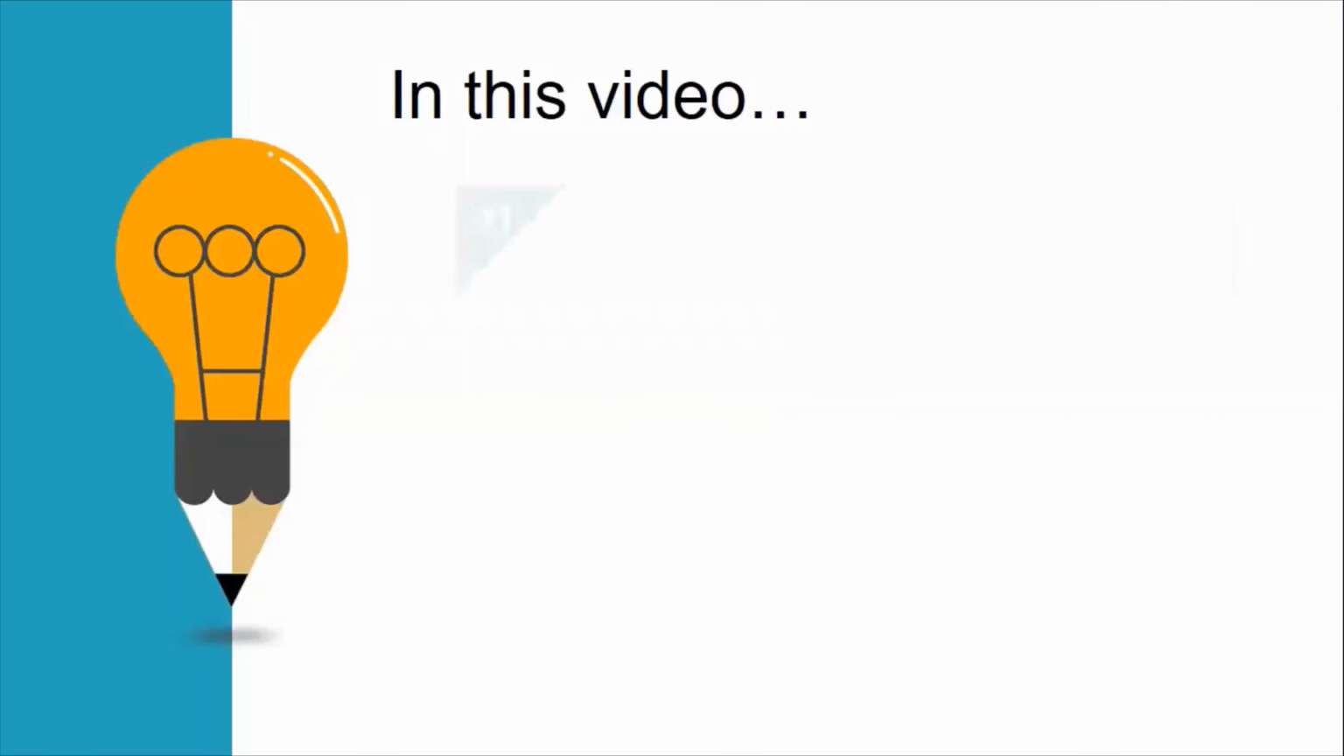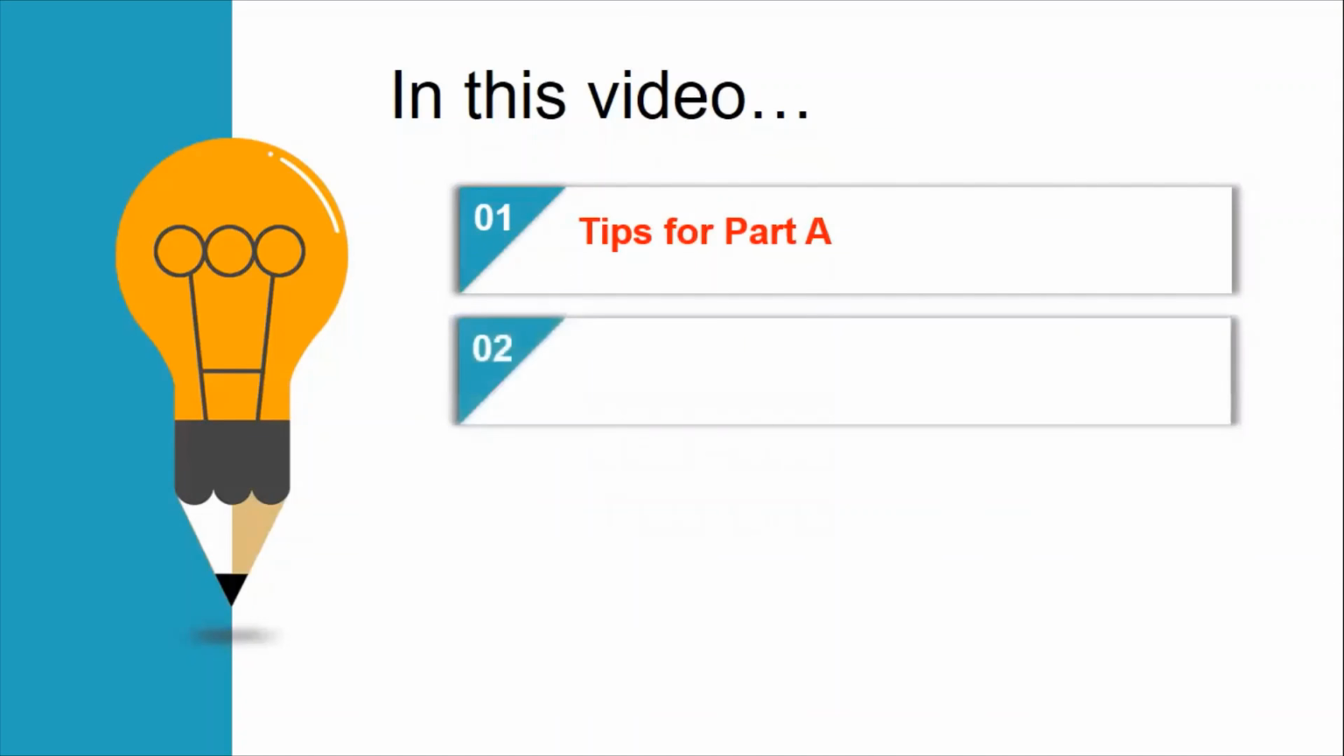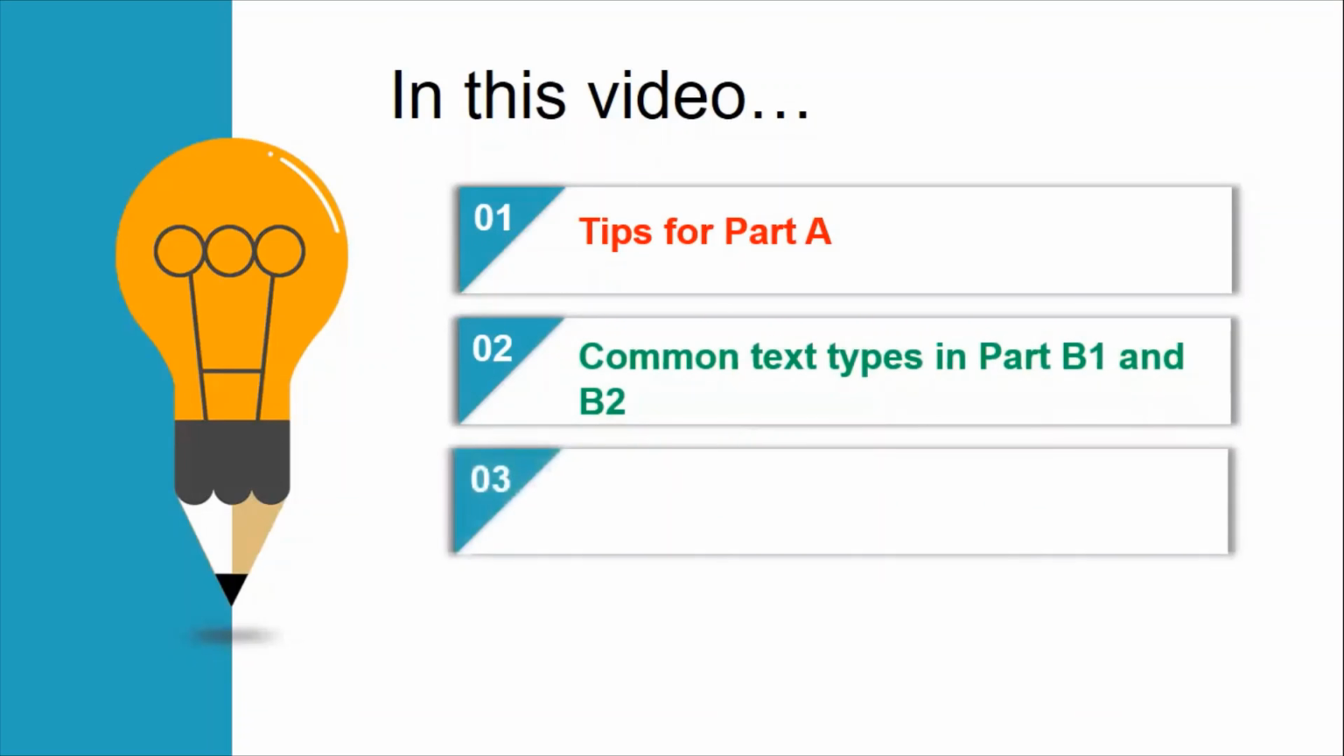Hi DSE candidates. In this video, I'm going to give you some exam tips for acing HKDSE Paper 3 Listening and Integrated Tasks. I'm going to give you some tips for Part A. Then, I'm going to talk about some common text types in Part B1 and B2. Lastly, I would like to give you some tips for Part B.